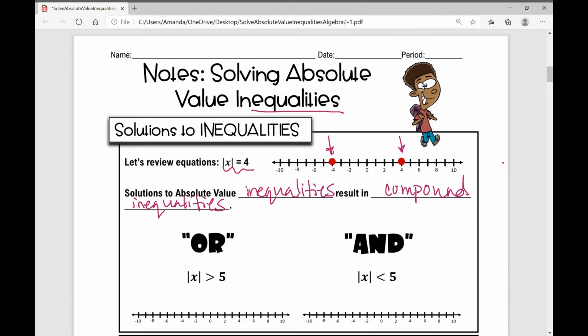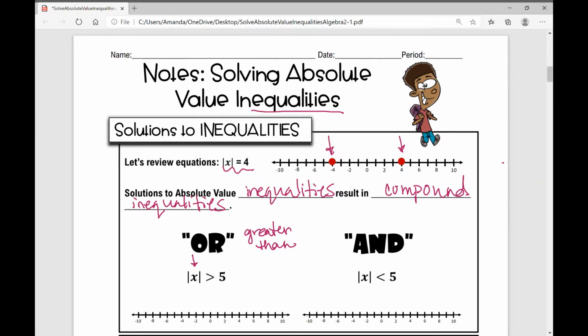So what do your problems look like when your solution is an "or"? Your problem will have a greater than symbol in it. I'm going to write this, a greater than. This will be really good to reference as you work through your problems today. When you really think about the absolute value of x is greater than 5, what are all the possible numbers that I could plug in for x that would have an absolute value greater than 5?